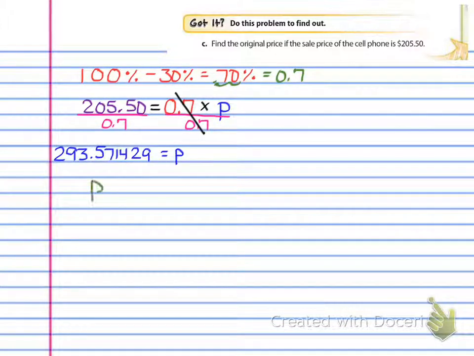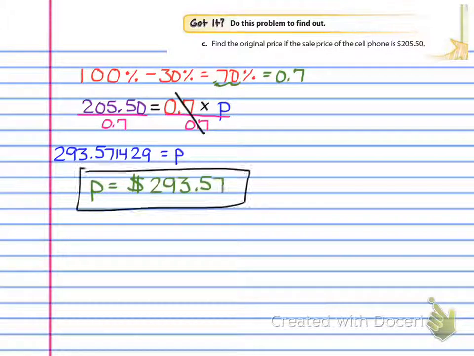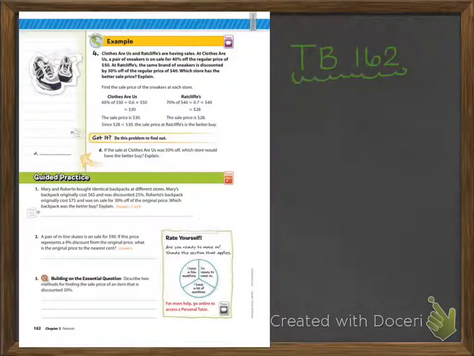And then you'll get the answer, P equals 293.571429. But remember, that very last step is to make it money. So that means you're going to get 293.57, because of that 1 is what determines whether or not the 7 stays a 7 or becomes an 8. So now you should be looking at textbook page 162.